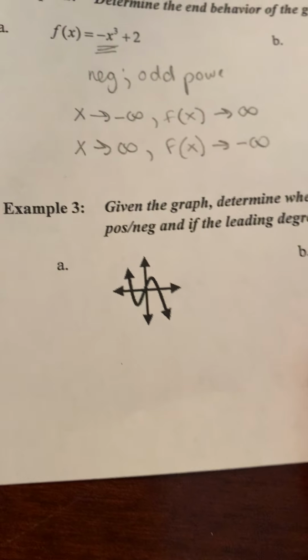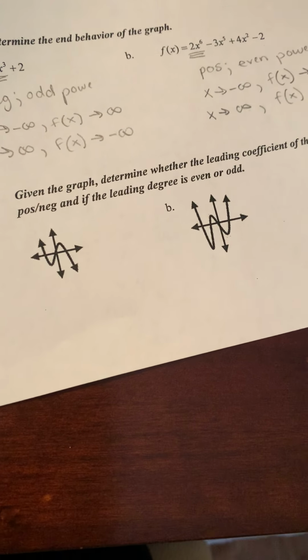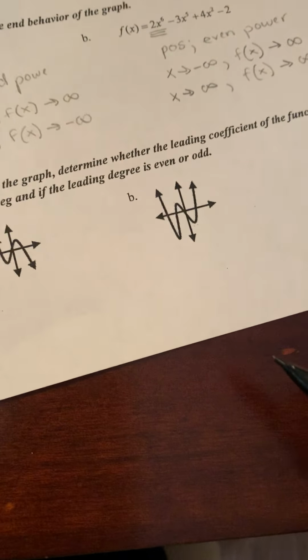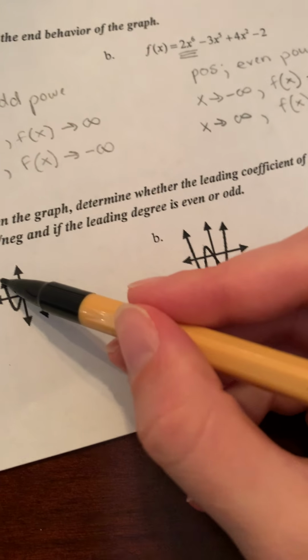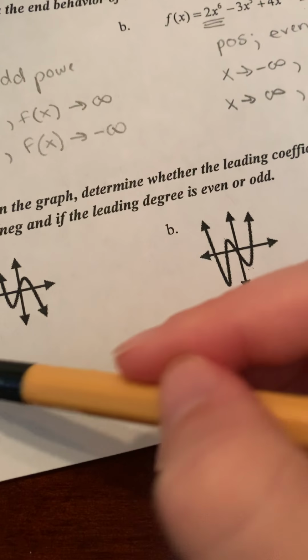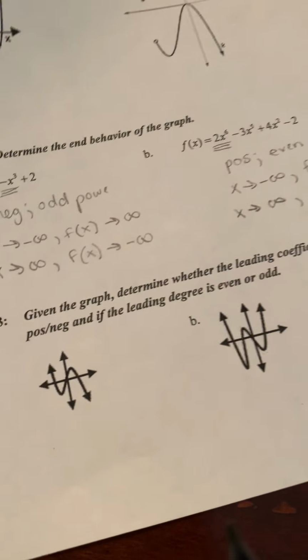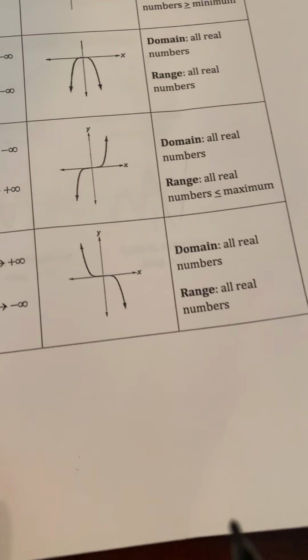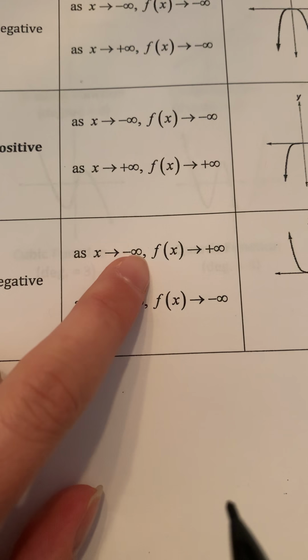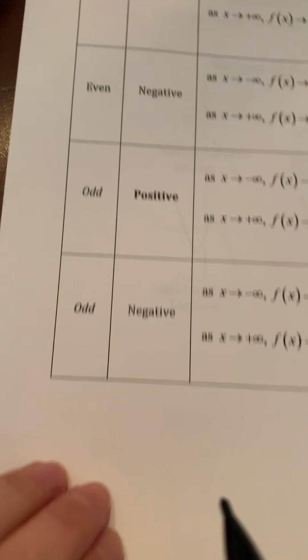Let's look at example 3. It says, given the graph, determine whether the leading coefficient of the function is positive or negative, and what the degree may be. So if we look here, this is going to positive infinity and negative infinity. So as x goes to negative infinity, y is going to positive infinity. Let's look at our charts. As x goes to negative infinity, y is going to positive infinity. So that was when we had an odd degree and a negative coefficient.